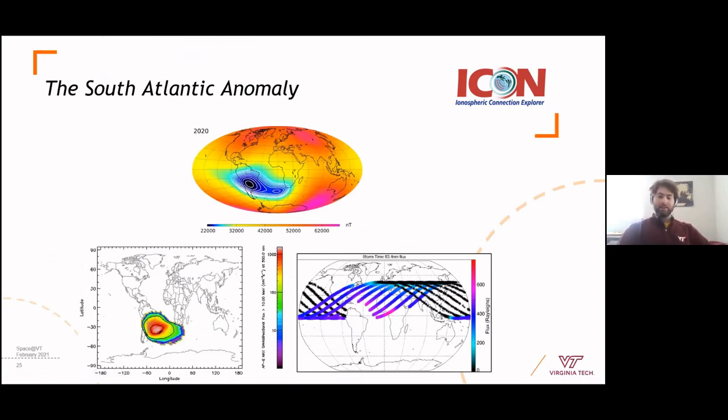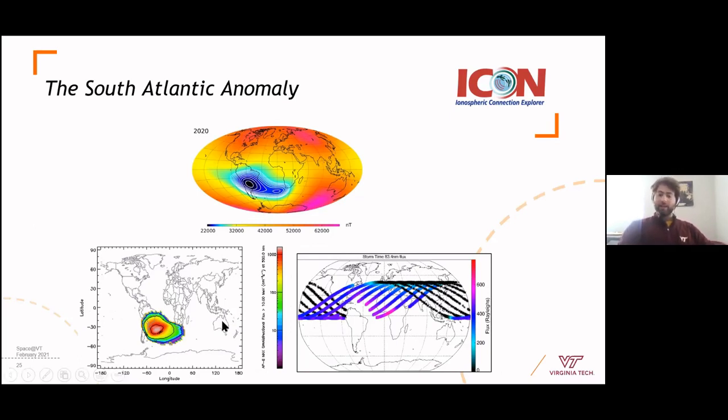The South Atlantic Anomaly is an area on Earth where the magnetic field is the weakest, and as a result, more high energy radiation penetrates to lower altitudes in low Earth orbit. You can see in this plot here, this is high energy proton flux at 500 kilometers, right? So this is below where ICON would be flying. And there's this one region where we have this very high proton flux. So this can be damaging to equipment on satellites.